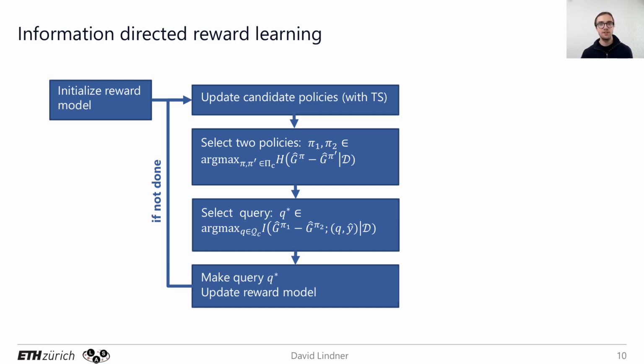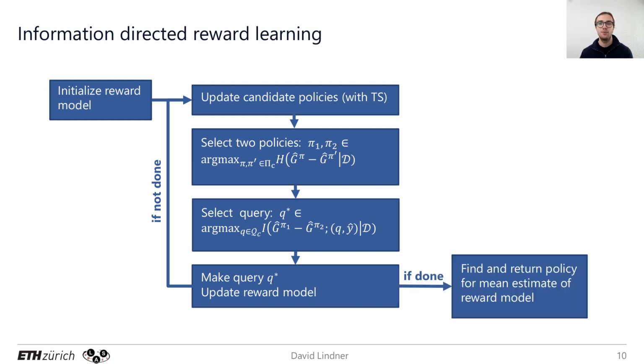For computational reasons, we might not want to update the candidate policies in every step, but just reasonably often. Ultimately, when some convergence criterion is reached, or we have exhausted a budget of queries, then we exit this loop and select a policy that optimizes the mean estimate of the reward model.